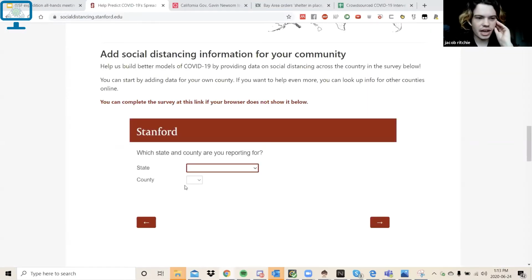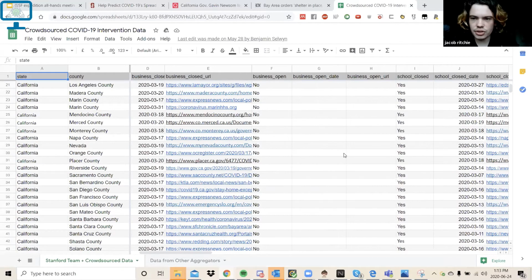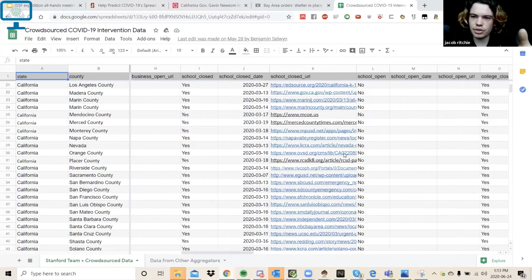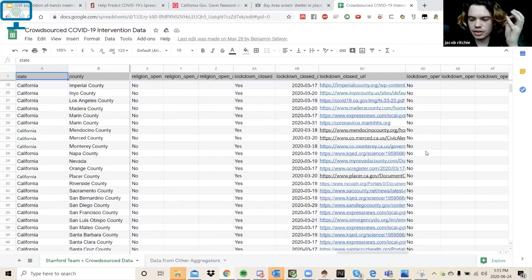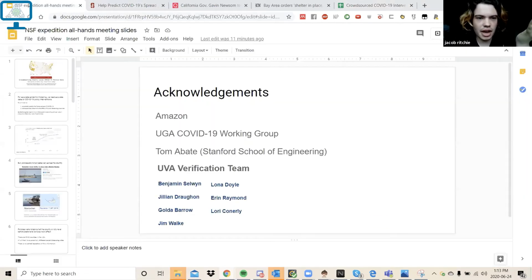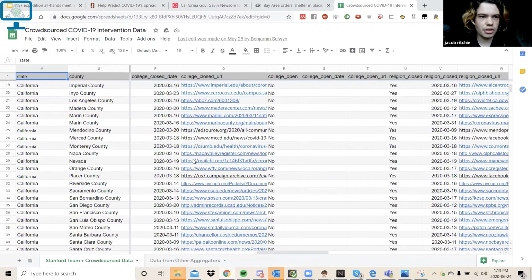But it basically has for all of these counties those 6 measures: business closures, K-12 school closures, college and university closures, religious gathering closures, and shelter in place or lockdown orders. And because a lot of this data was gathered a few months ago at this point when we did our initial volunteer push, we don't currently have the reopening data using this workflow.